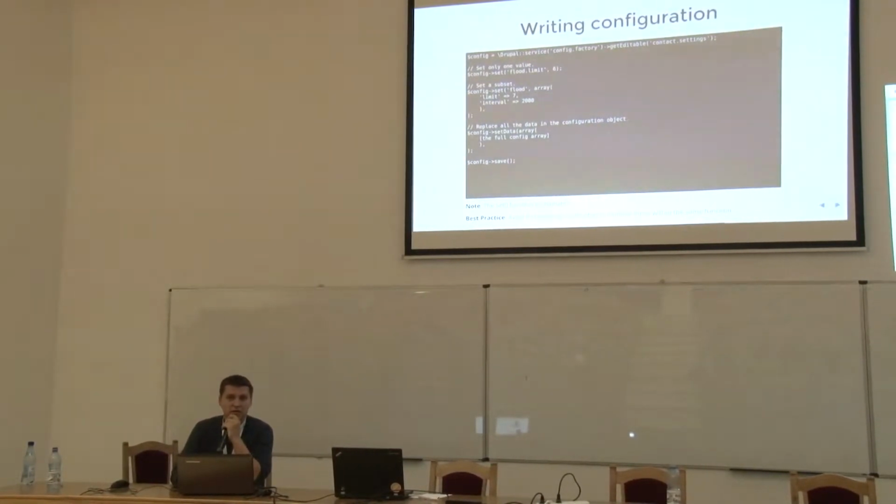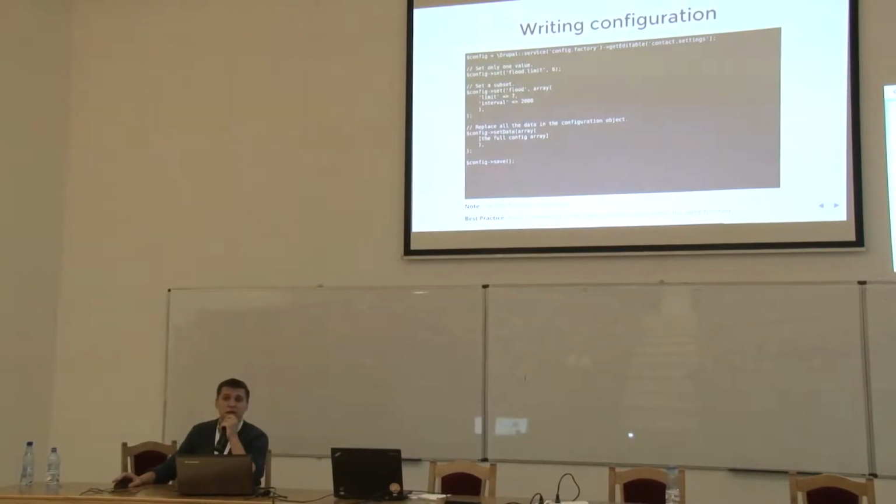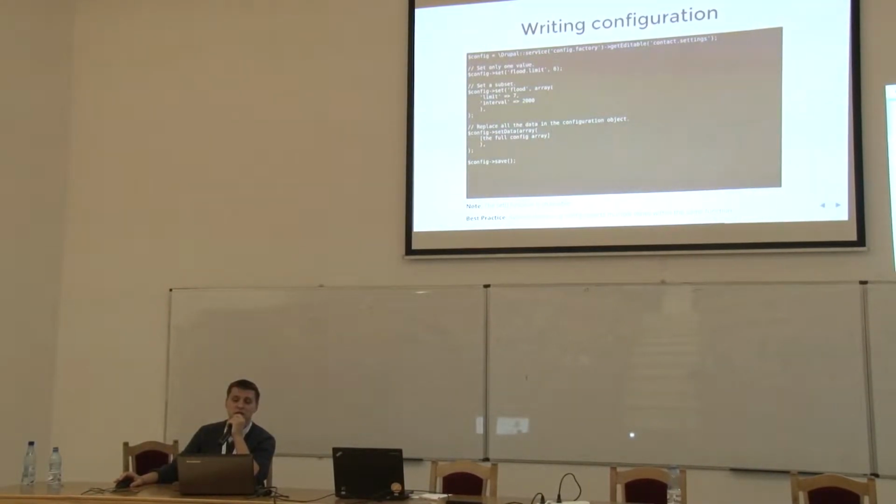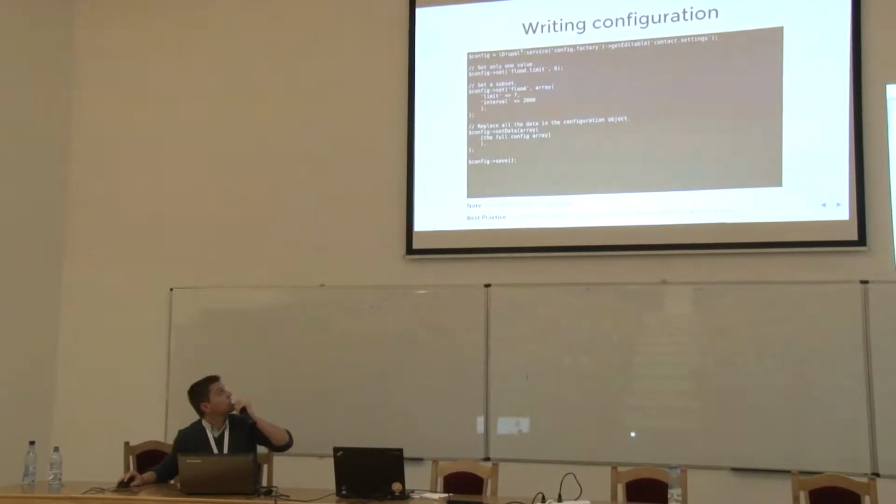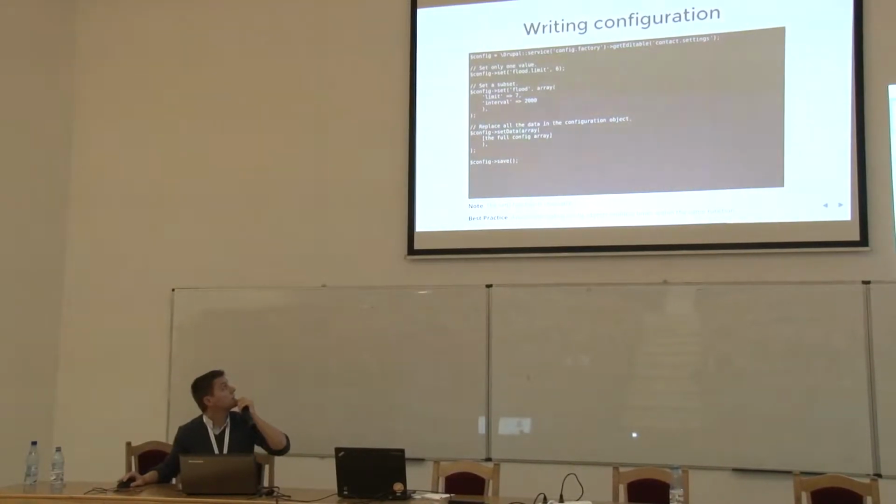Now, writing the configuration is a bit different, because what you've seen before was using the Drupal config, but what you get was only read-only. So you couldn't use the config object to save. You could just use the get methods. Now, if you want to set the configuration, then you have to use this pattern. So Drupal service config factory and get editable, and again the key. This will create a config object, and then you can use the set methods.